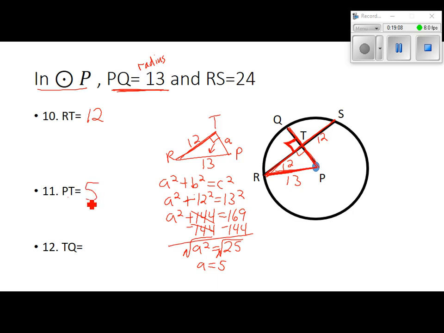And then they want you to find TQ. Well, from P to Q, that whole thing is 13. That's a radius. T is right here somewhere. P to T is 5. All we got to do to find this part is subtract 13 minus 5, which gives us 8. So TQ is 8.